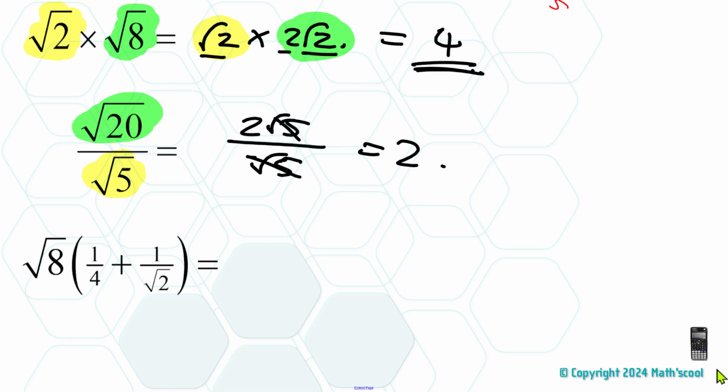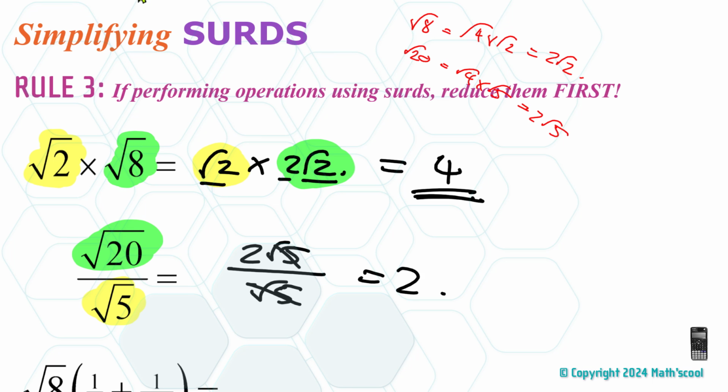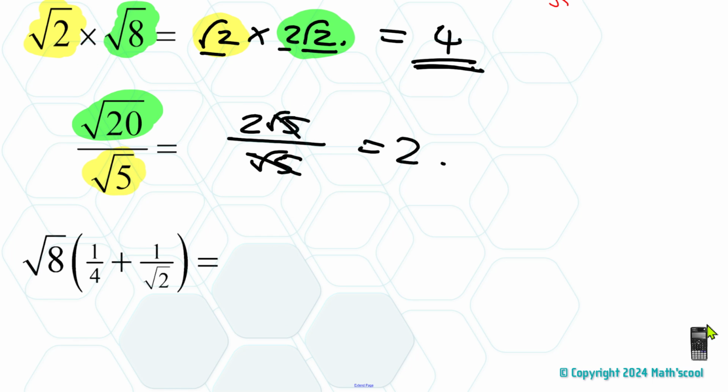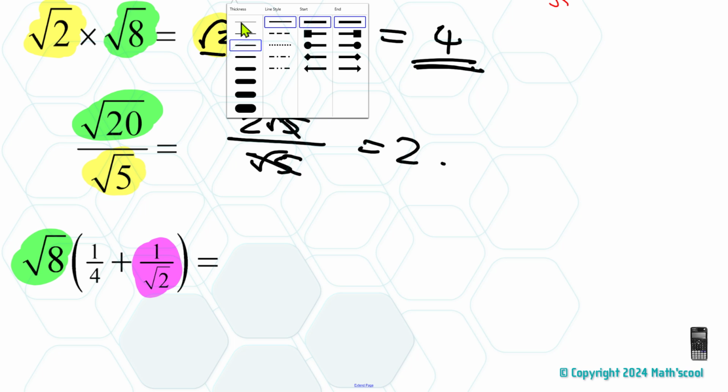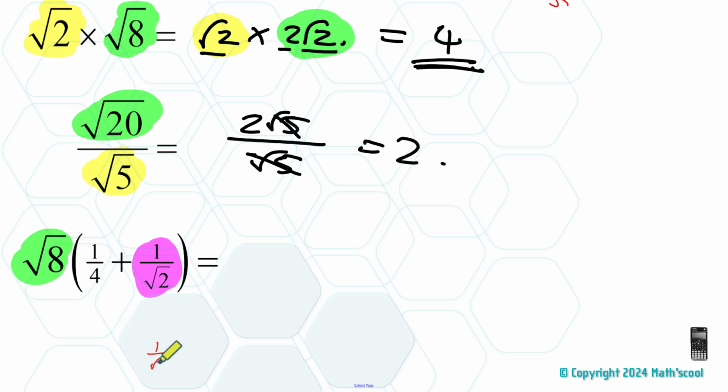Okay, and the last one here, the root 8 we need to fix, but it's the same fix as we did last time. The root 8 is going to be 2 root 2. And then we also need to fix this one, the 1 over root 2. That's going to become 1 over root 2 times root 2 on the bottom and root 2 on the top, which is going to give us root 2 over 2.